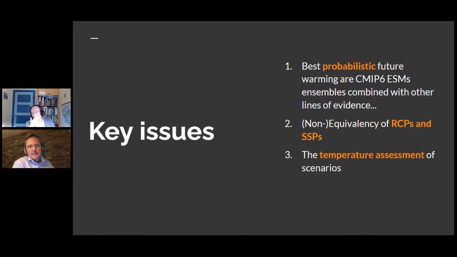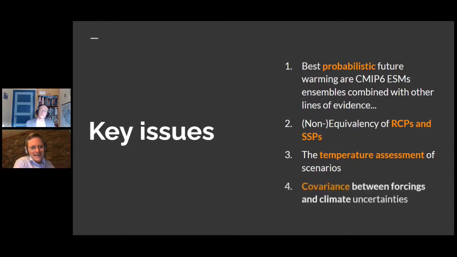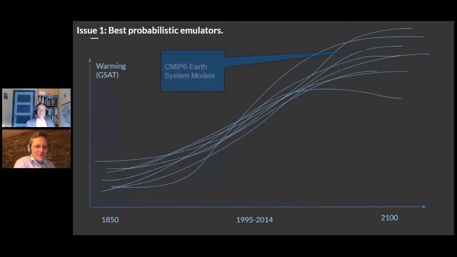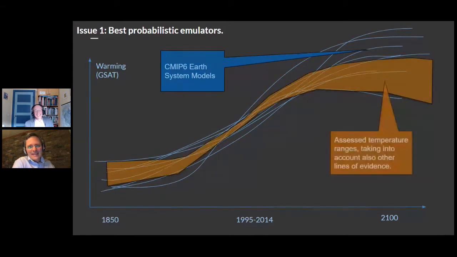Then the second issue is the non-equivalency of RCPs and SSPs. They're very close if they have the same name tag, but not quite. And then the 3 key ingredients for the temperature assessment. And one more click, Detlef. The covariance between forcings and climate uncertainties is also important. Next click. So here we have the CMIP6 models. Next click. Sorry, Detlef, here. There we have, next click. And so then this is more the probabilistic climate range, the assessed temperature ranges, and one more click. And that probabilistic assessed temperature range is what the emulators try to emulate. Next slide.